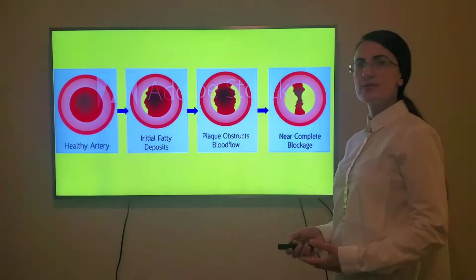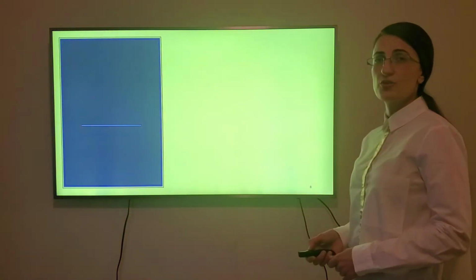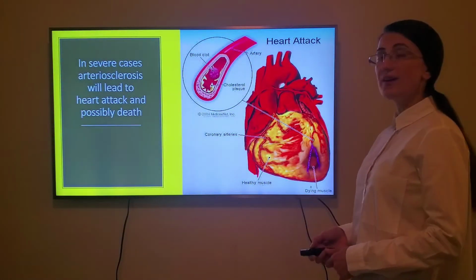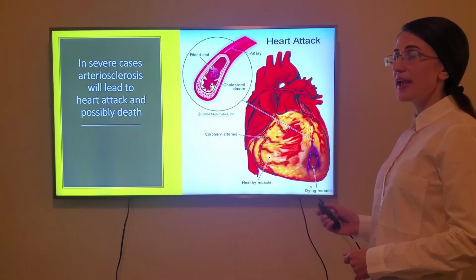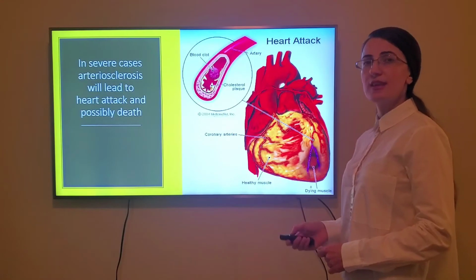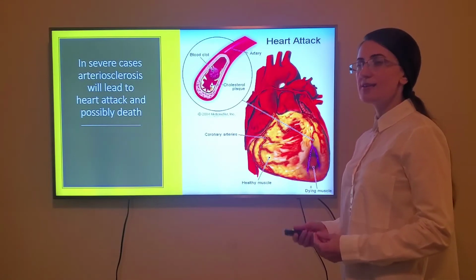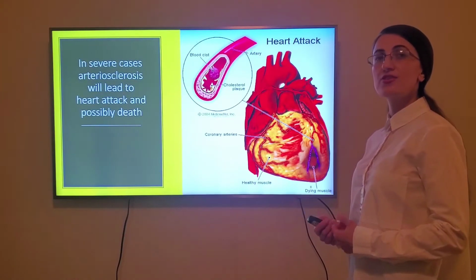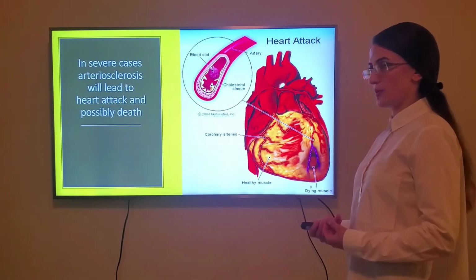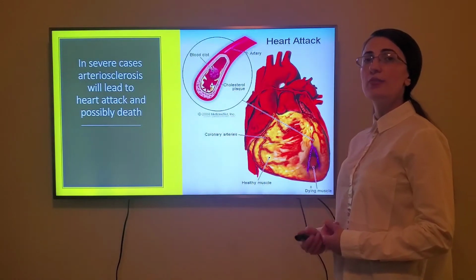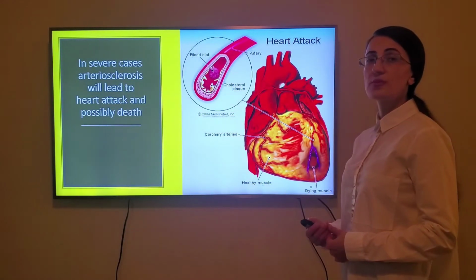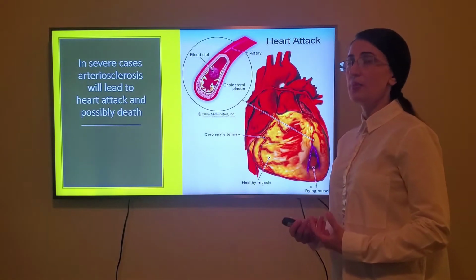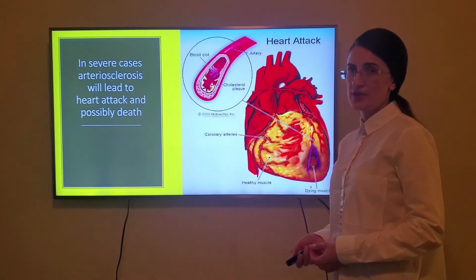So what happens if there is complete blockage of the blood vessel? If there is complete blockage of the blood vessel, it means that that area of the heart muscle doesn't get enough blood supply. It doesn't get enough oxygen and nutrients. If cells don't get oxygen, they die, which is called necrosis. And of course, it will lead to myocardial infarction, and the patient will have a heart attack, which is a very, very serious condition, because it can cause death of the patient.